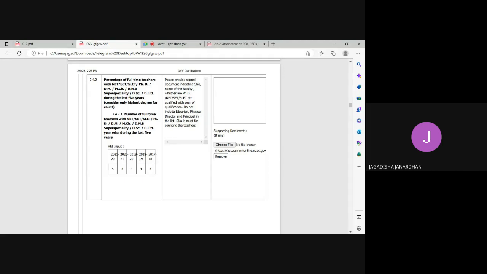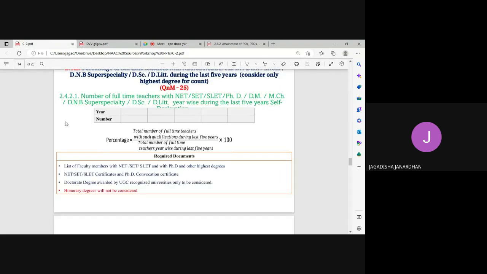So do not include the librarian and physical director and principal in the list. Serial number is a must for counting the teachers. So these have been the findings of the DVV partner. Here they have clearly mentioned from NAAC itself: do not include librarian and physical director as well as the principal. So for these three, it will not be counted as a full-time teacher unless they are teaching. If they are teaching, then we can raise a requisition to consider them also as a full-time teacher. Then the marks will be allocated according to this.